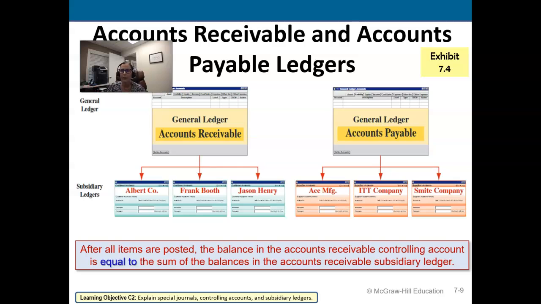But if you're using any sort of automated system, that should happen automatically. Where you're more likely to have mistakes is maybe just entering the wrong customer information in there. So your totals might be correct, but your subsidiary ledgers could be incorrect because you've accidentally put the wrong customer number or name or something in there. And again, all of this can apply to accounts payable as well.